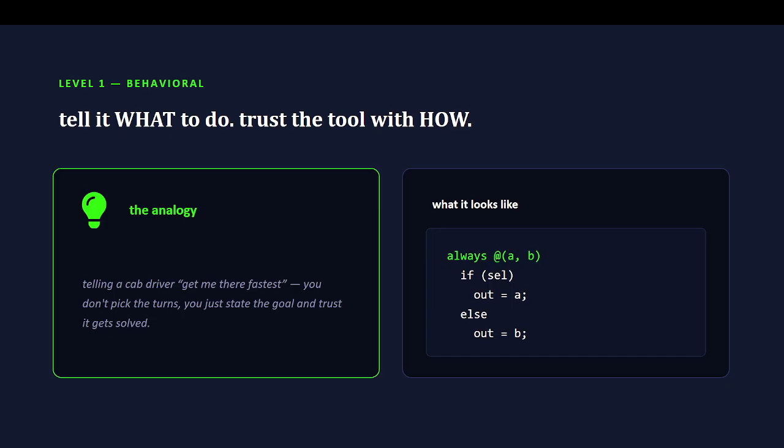But notice I never said the word gate. I never said wire. I never told the tool how to build this. I just described the behavior I want, and I am trusting the synthesis tool, remember stage 4 in my previous video, to figure out the actual gates for me. This is the highest level of trust you can put in the tool. It's fast to write, it's readable, but you have the least control over exactly what hardware gets generated.